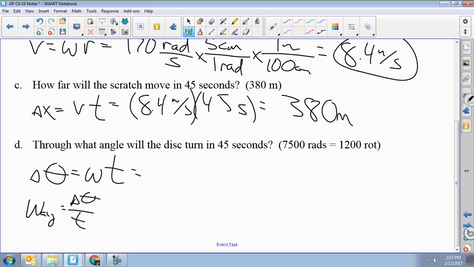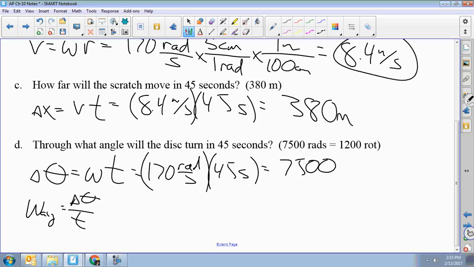Okay, so let's see. Our angular velocity was 170 radians per second. And we're going to do that for 45 seconds. So multiply it out and you get 7,500 radians, which you could certainly convert into rotations. Which, incidentally, if I ask you how many rotations something goes through, I'm asking you for the change in theta, right? Because 1 rotation would be 360 degrees, right? Follow?